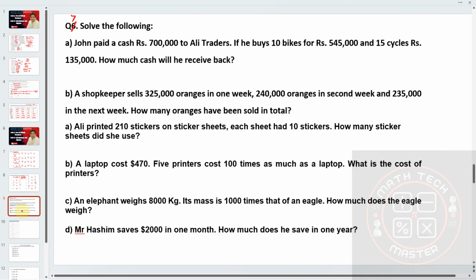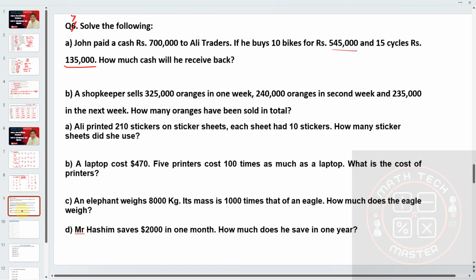The word problems are very simple in these first two units. The first one is: John paid a cash of 700,000 to the Ali Traders. If he buys 10 bikes for 545,000 and 15 cycles for this, how much cash will he receive back?